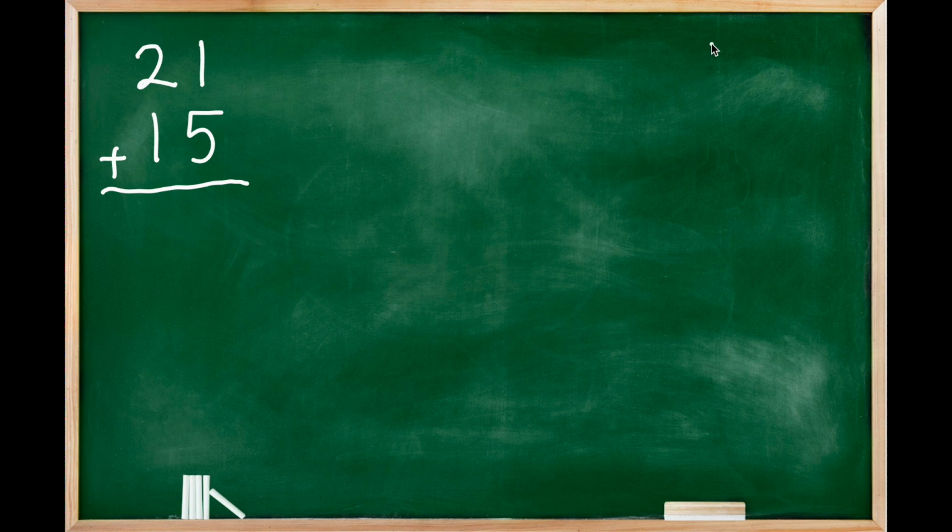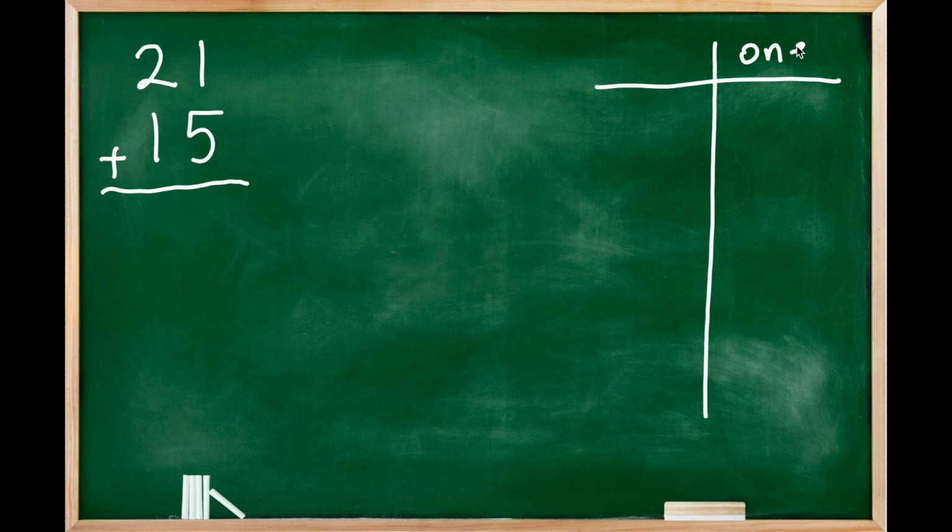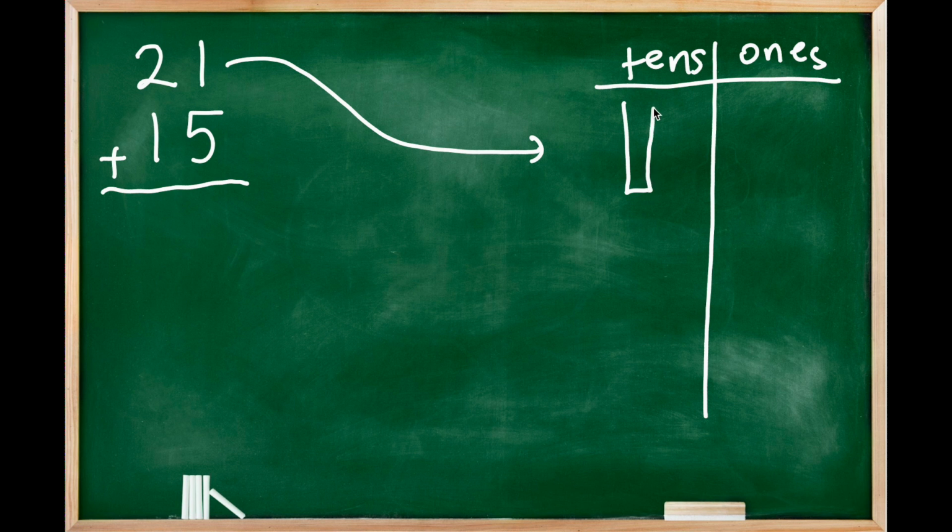I can show this addition in the blocks. Let's do that first. So I have numbers in place values, ones and tens. Let's show 21 here. 21 has, I will show that with 10 rods, two 10 rods. Each has 10 in it, and that's how it makes 20. Then I have one single block that makes 1.